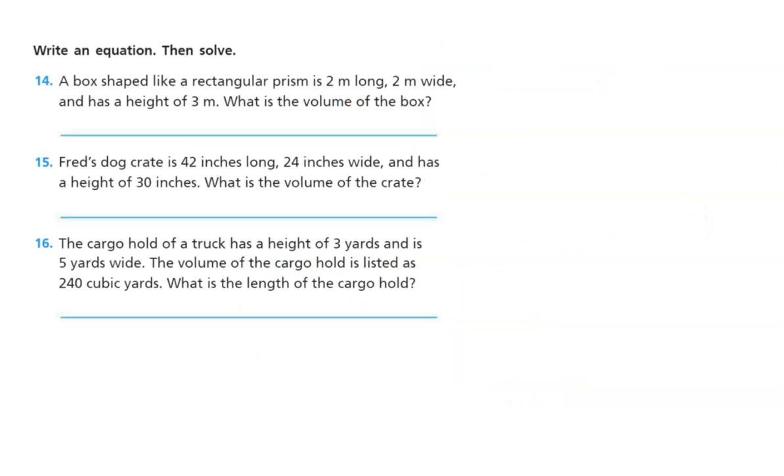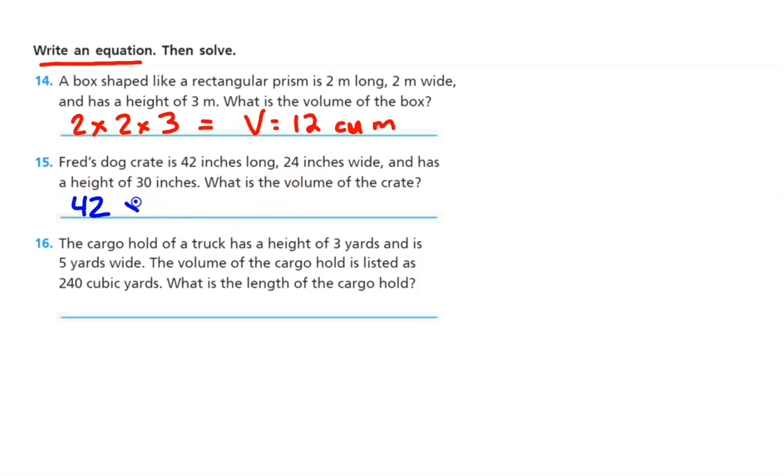The last thing we'll do together are 3 word problems. It looks like it wants us to write an equation before we solve. So a box shaped like a rectangular prism is 2 meters long, 2 meters wide, and 3 meters tall. So 2 by 2 by 3. So what's the volume of the box? Well, that should be very easy. 2 times 2 is 4, and 4 times 3 is 12. So my volume equals 12 cubic meters.